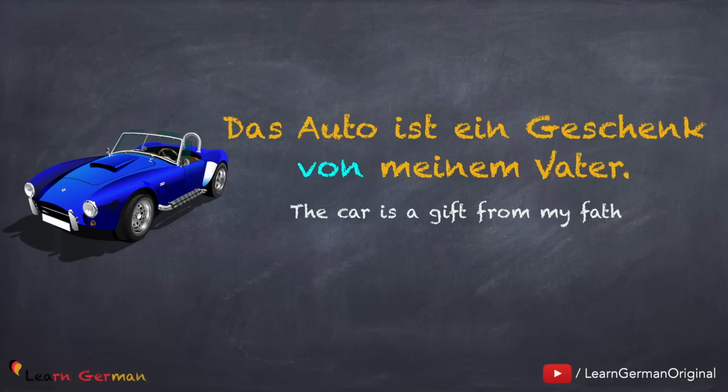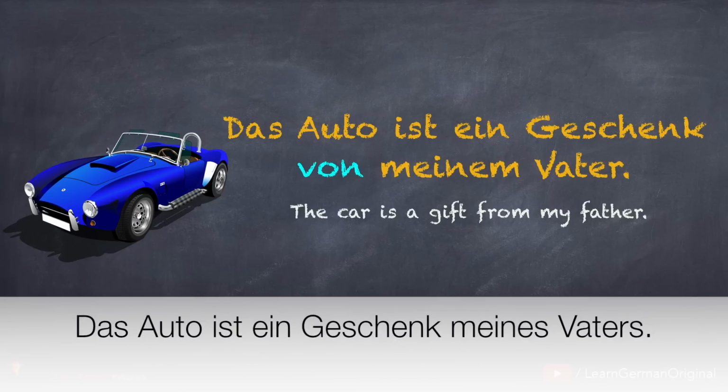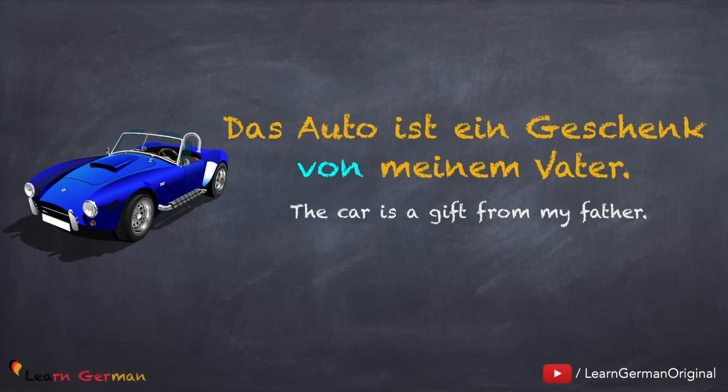Let's look at the next example. Das Auto ist ein Geschenk von meinem Vater. In some cases, the preposition von can be replaced by the genitive article. For example, in this one. Das Auto ist ein Geschenk meines Vaters. You can revise genitive by watching our video on the same. The link is given below.